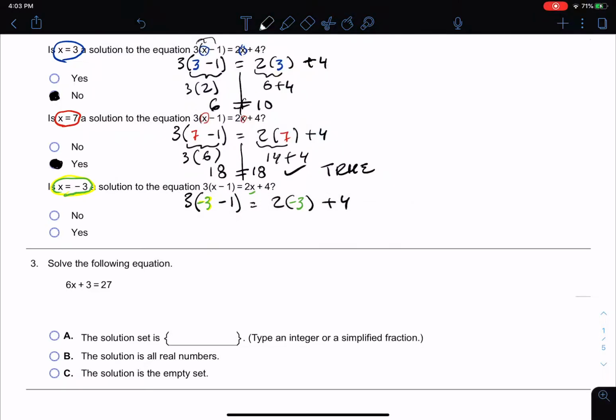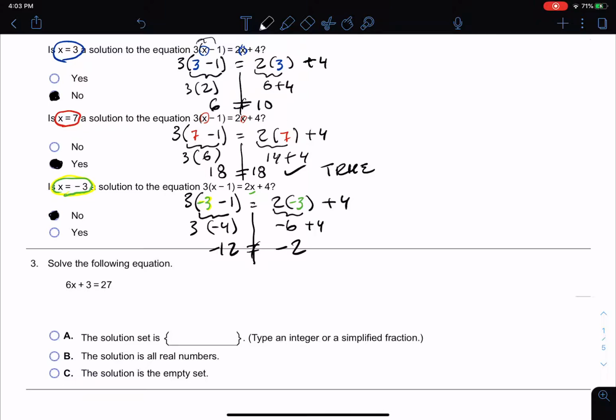And let's go ahead and simplify. We've got negative 3 minus 1 is negative 4. Of course, that gets multiplied by 3, which is negative 12. And on the right-hand side, we've got 2 times negative 3 is negative 6, plus 4 is negative 2, which does not equal. So no, negative 2 is not a solution to the equation.